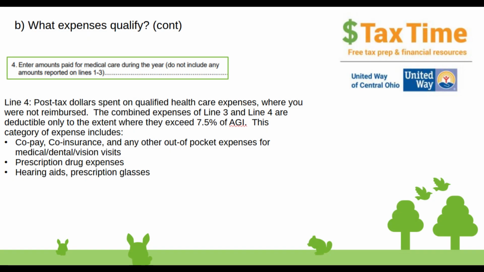Line 4 represents post-tax healthcare expenses for which you are not reimbursed, in other words, out-of-pocket expenses. The combined expenses of this line and line 3 are deductible only to the extent they exceed 7.5% of your federal AGI. We'll see some examples of this later on. So these expenses can include copays, coinsurance, and any other out-of-pocket healthcare expenses, prescription drug expenses, hearing aids, prescription glasses, things like that.